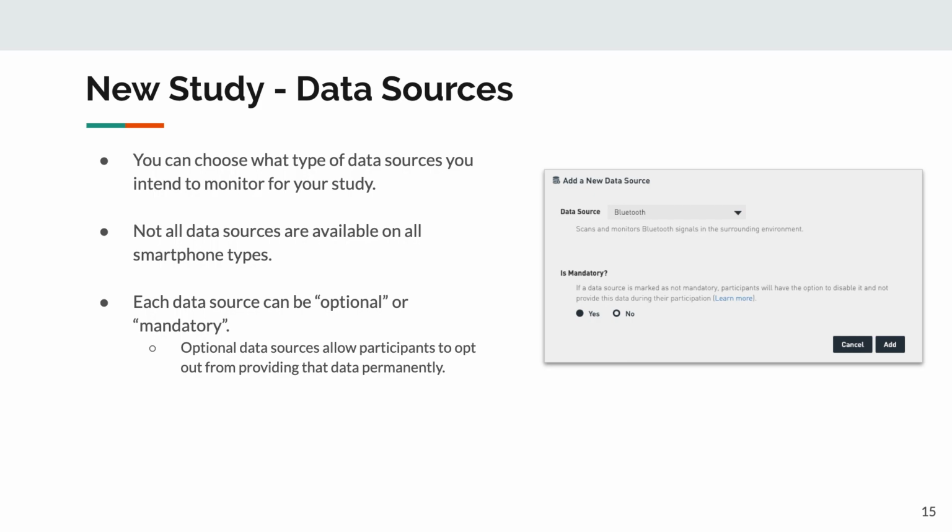But you also can mark a data source as optional. If it's optional, it means that the participant can choose whether they want to provide it or not. If they don't want to, and they switch it off, we assume that they don't want to, and we don't notify them again about this. We just send a report that says participant opted out from providing this data. So that's helpful for bookkeeping, but that's pretty much it.